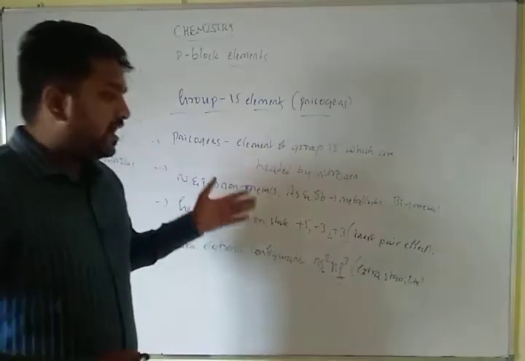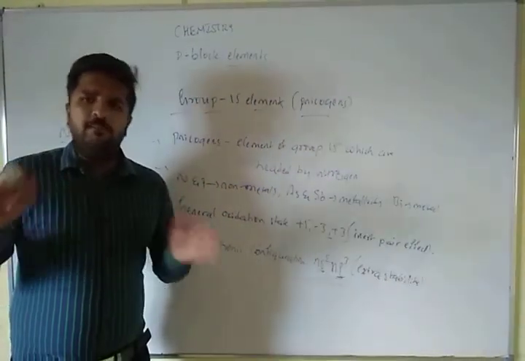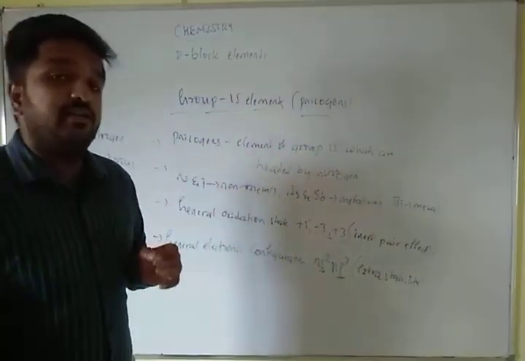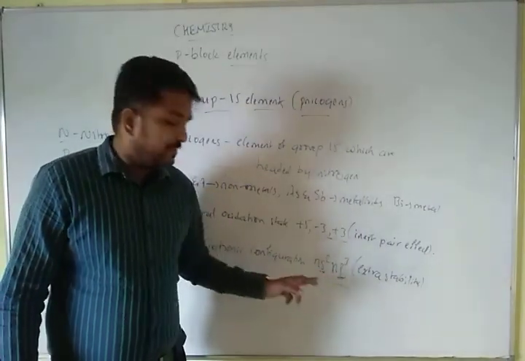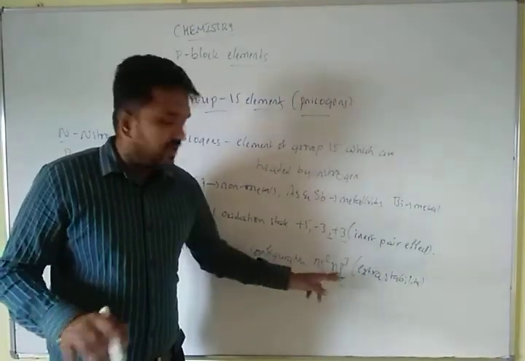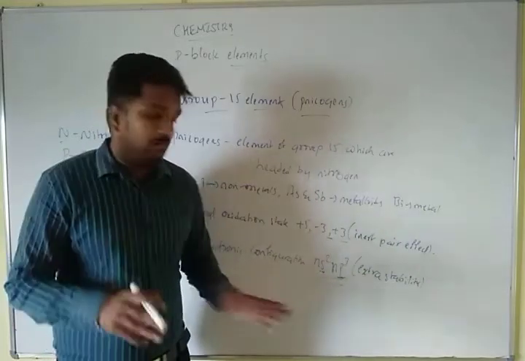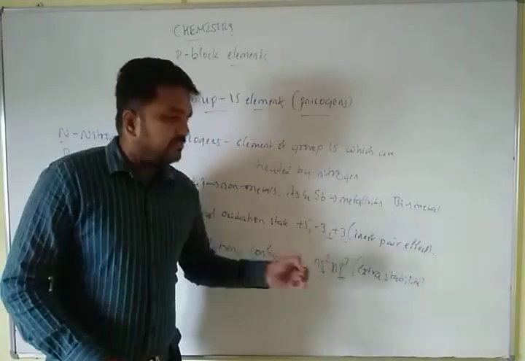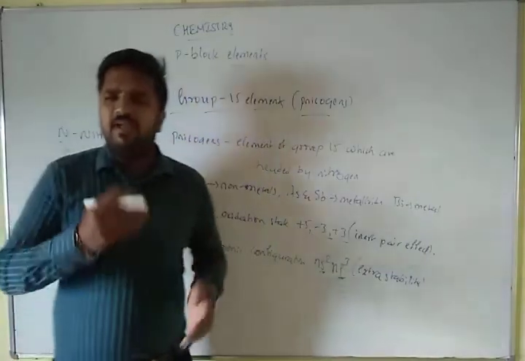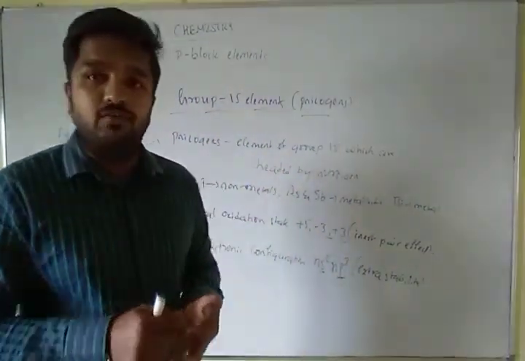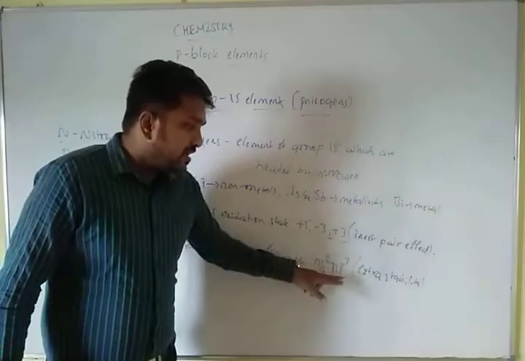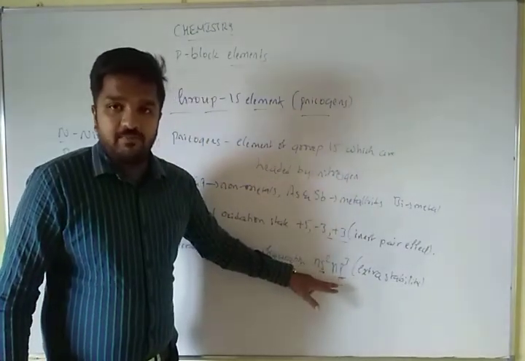Whereas group 18 elements are completely stable, they are highly stable. Why is it? It is because the general electronic configuration is ns2 np6. That means the s orbital is completely filled and the p orbital is also completely filled. The group 15 elements have some extra stability when compared to groups 13, 14, 16 and 17. Why is it? It is because of the half-filled p orbital.